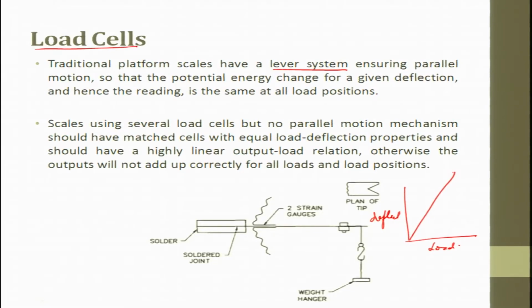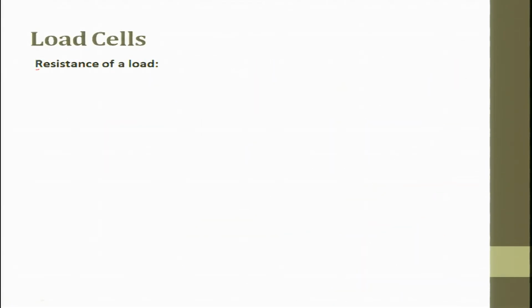Generally, what we do is we have a solder joint here. So, here we have a bar or a scale, whatever it is, and then we attach two strain gauges. We will see what a strain gauge is in due course of time. This is attached to a load. As and when you increase the weight, you can see that the strains will increase and the deflections will be measured. Let us see now how the load is measured, resistance of load.